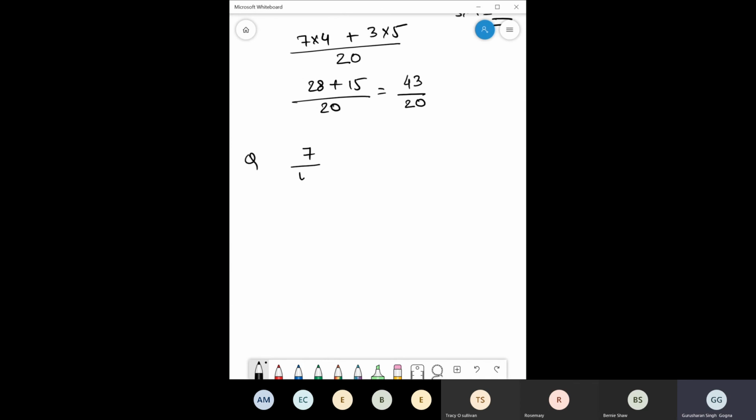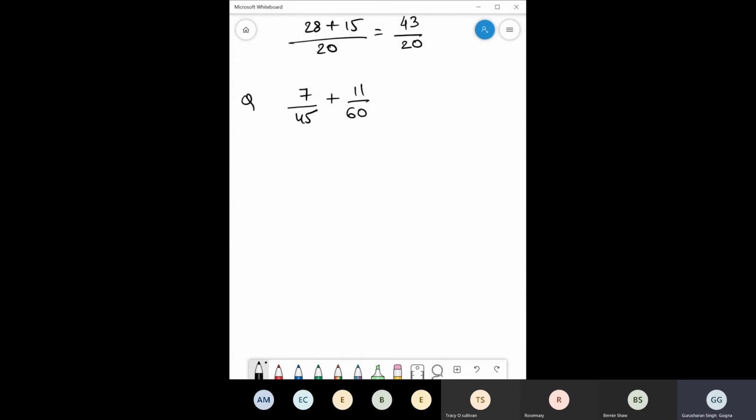7 over 45 plus 11 over 60. Now you have big numbers. Okay. I can give you some example. I'm not sure about your class, but in many classes I have seen what they say to the student is multiply this with this, this with that, and this with that.